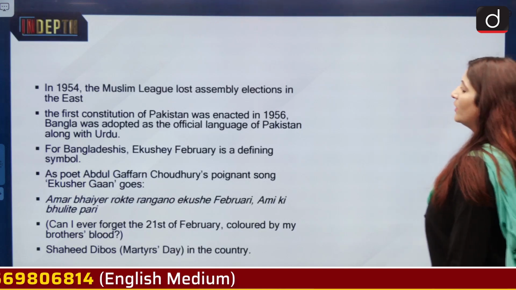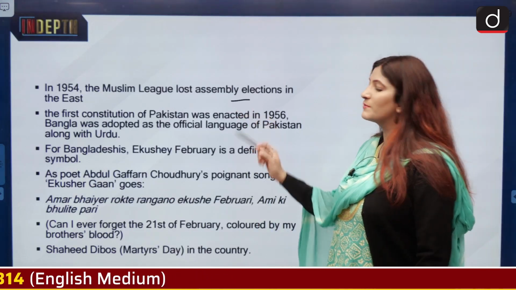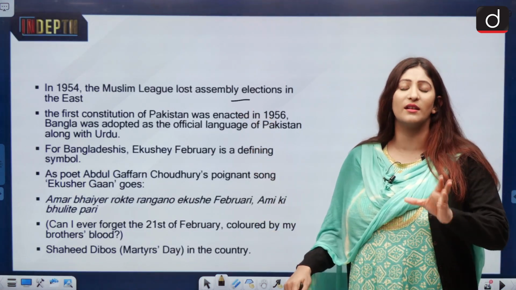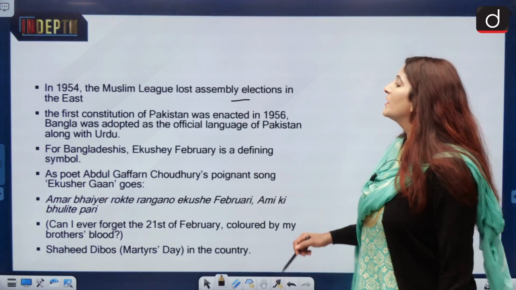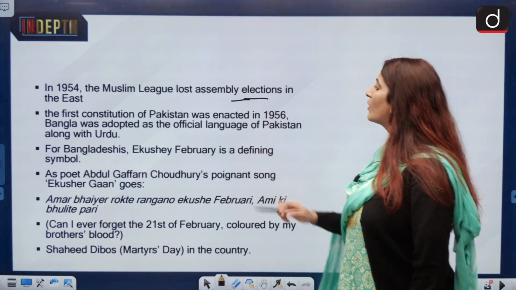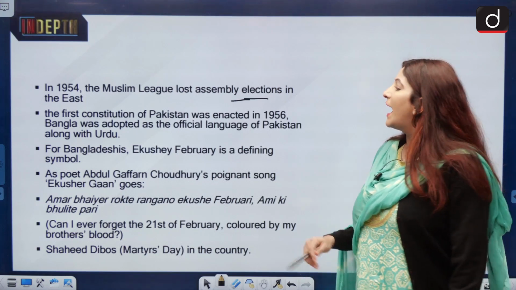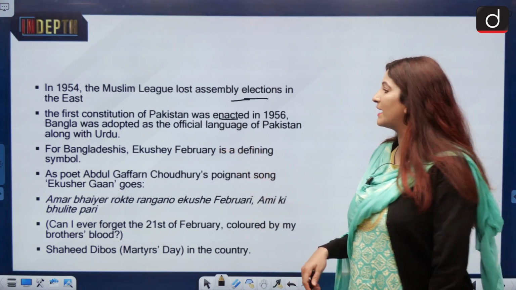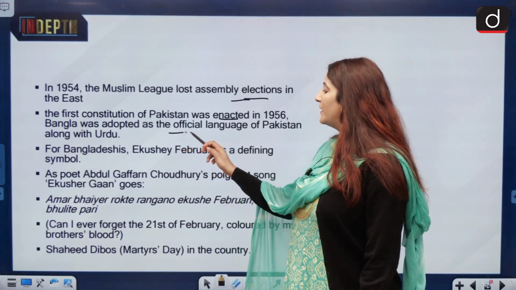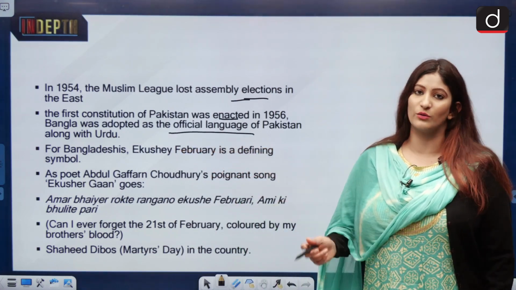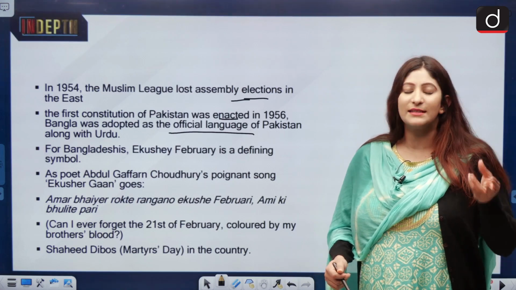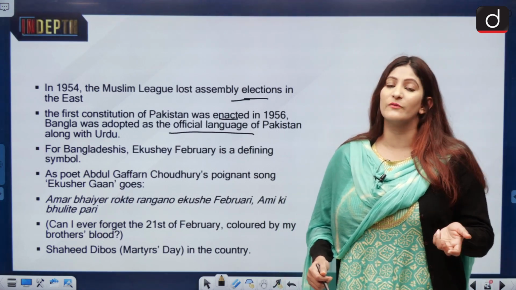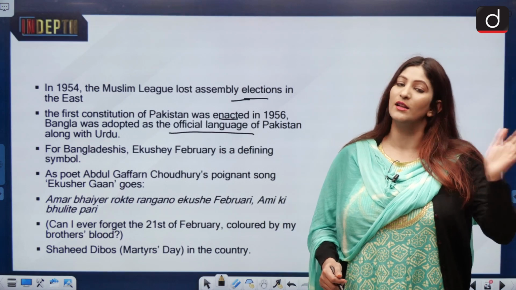Okay, moving on. In 1954, the Muslim League lost the assembly elections in the east because of the entire riot situation, and it was given a communal tinge. The first constitution of Pakistan was enacted in 1956. There they said that Bangla will be adopted as the official language of Pakistan along with Urdu. But to what extent? Still, there were many cultural impositions being done by West Pakistan towards East Pakistan.